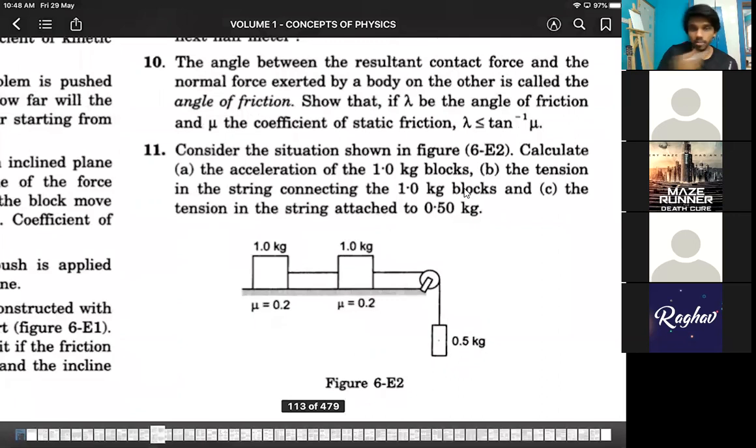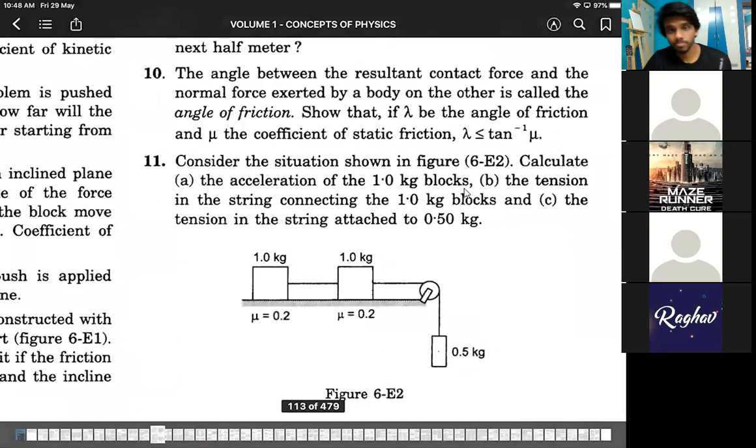Question number 11. Raghav asked this question. So Raghav, are you here? Yes, sir. Right. So consider the situation. Calculate the acceleration of the 1 kg blocks and the tension in the string connecting the blocks.